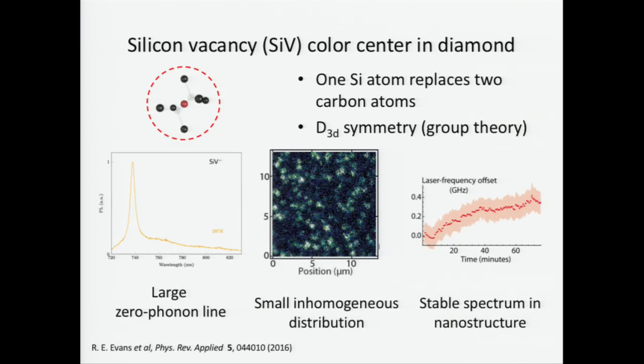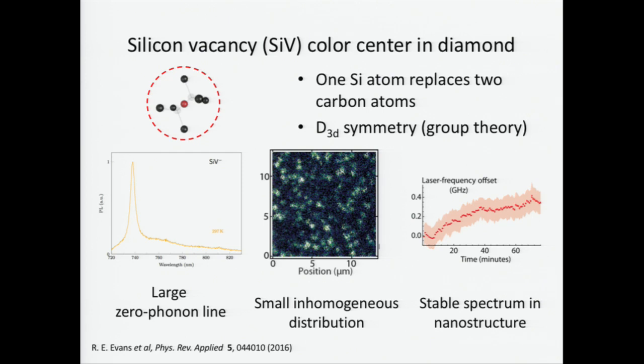So let me first introduce the system we are working with, which is called the silicon vacancy color center, which has this structure. It's in diamond, which has this structure. These black ones represent carbons, and the red one is a silicon atom, and the vacancy is split into half here and there. So it looks like this, and according to group theory, it is called D3D symmetry, which actually has strong relevance to its characteristics.